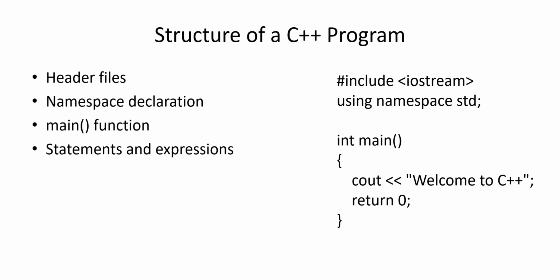This is a simple C++ program that prints a message on the screen. The iostream header file enables input and output operations. The using namespace std statement allows access to standard library objects like cout. The main function consists of executable statements, and the return statement ends the program execution successfully.